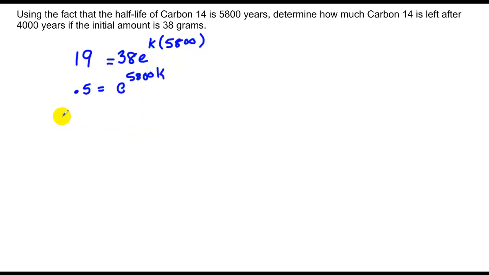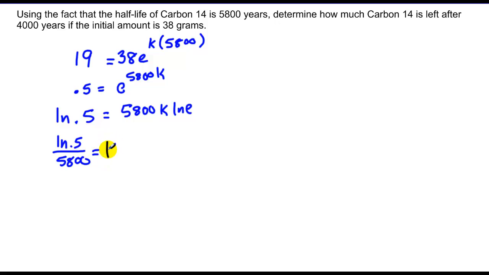k. Take the natural log of both sides, just like in the last example. I get 5,800 k ln e, but we know ln e is 1. So now I have the natural log of 0.5 over 5,800 is equal to k. And once again, just like in the last problem, we want to know how much is left after 4,000 years, so we're looking for an unknown.